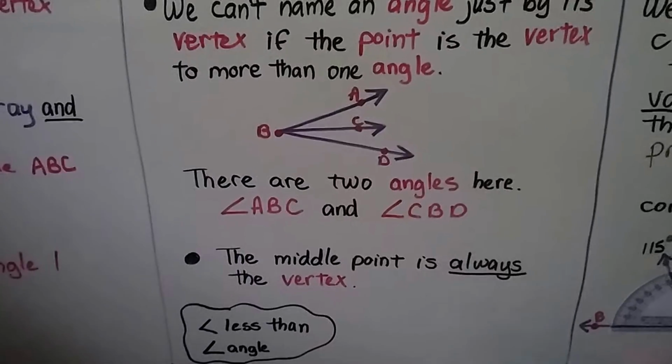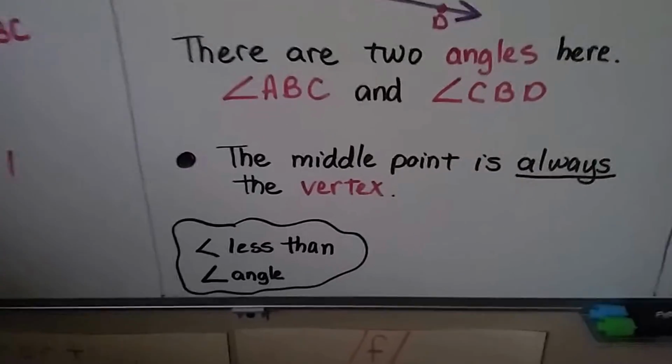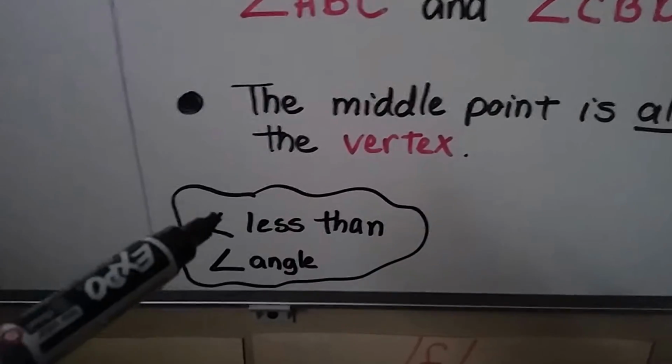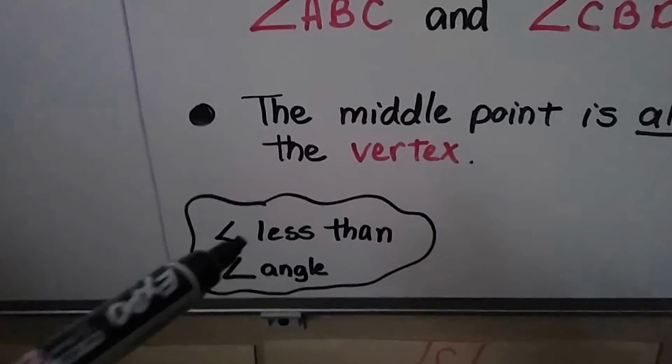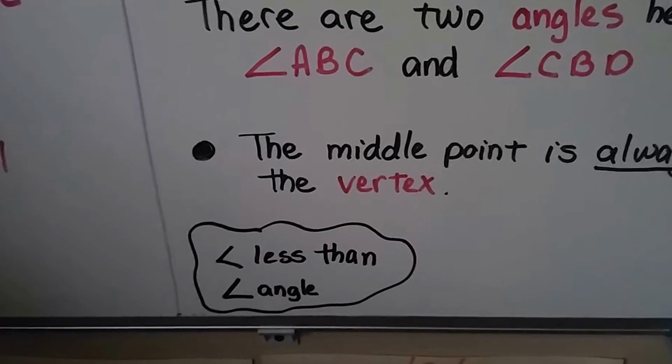See? So don't confuse this angle symbol with a less than. There's a difference. The less than symbol is on a slant and then a slant. The angle symbol is flat on the bottom. See that?